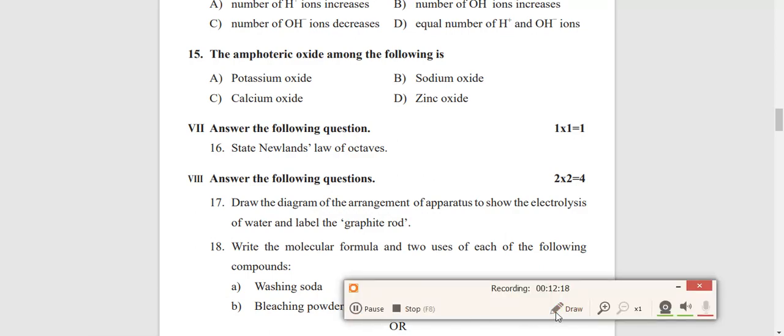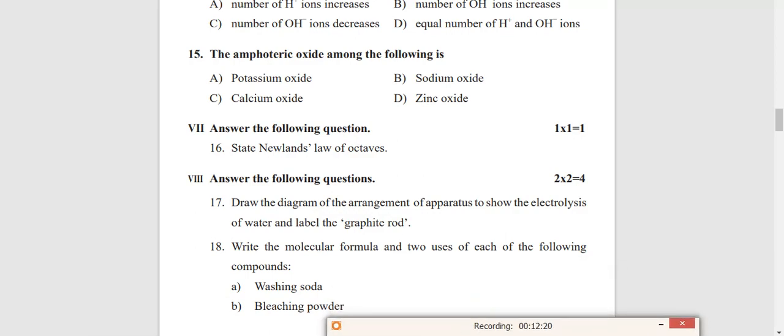Next question. The amphoteric oxide among the following is. First of all you should know what are amphoteric oxides. Amphoteric oxides are those oxides which can react with acids also and which can react with bases also. So among these, can you tell me which one is the amphoteric oxide? Potassium oxide, sodium oxide, calcium oxide, or zinc oxide? Yes. The answer is zinc oxide.